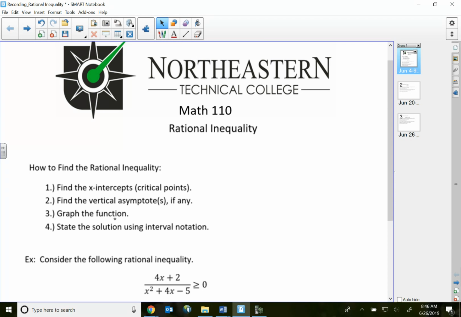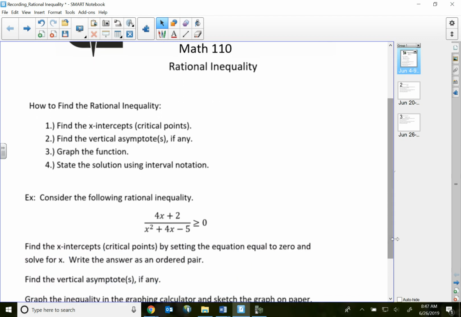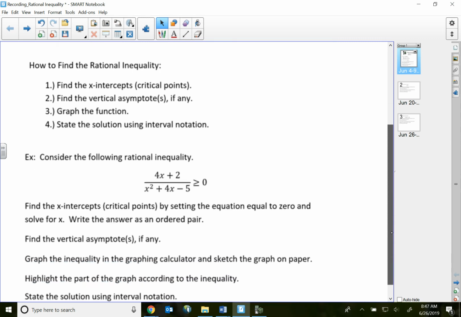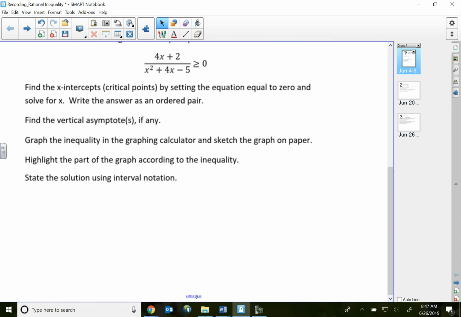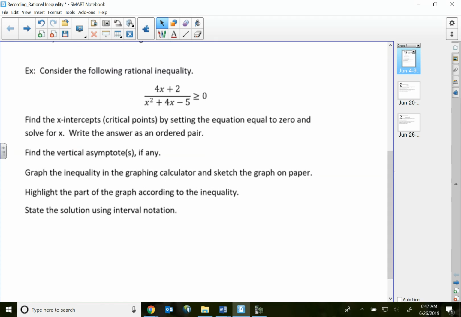Then we're going to graph the function in the graphing calculator, so now we will know how to look at the graph that we actually put in the calculator. After learning how to do things by hand, the calculator becomes much easier to use. Then we're going to state the solution using interval notation. So you will notice a lot of similar steps to what you've done before.